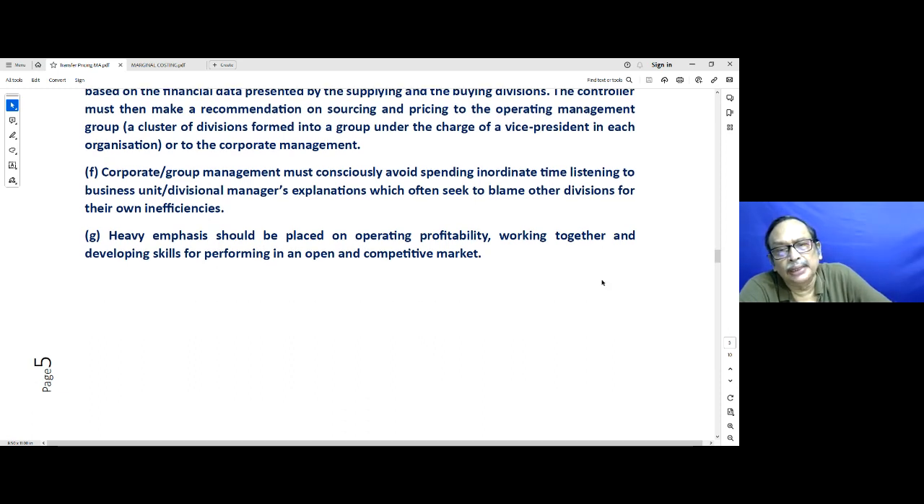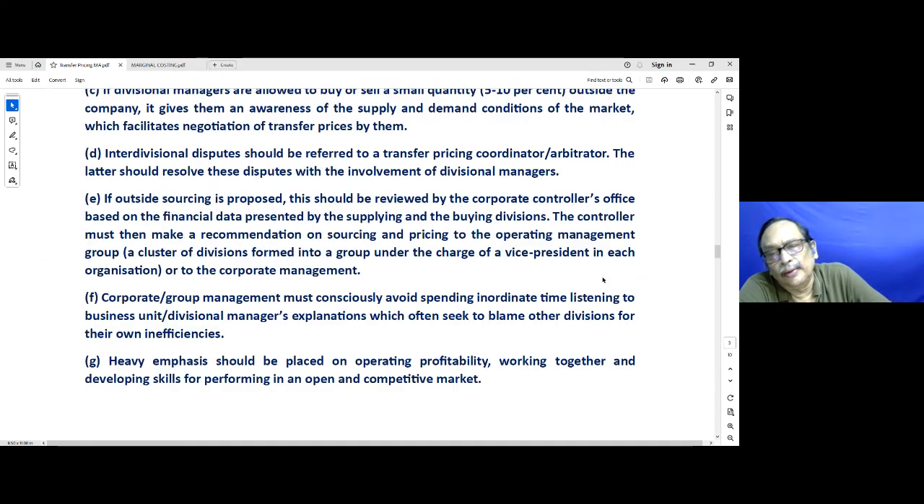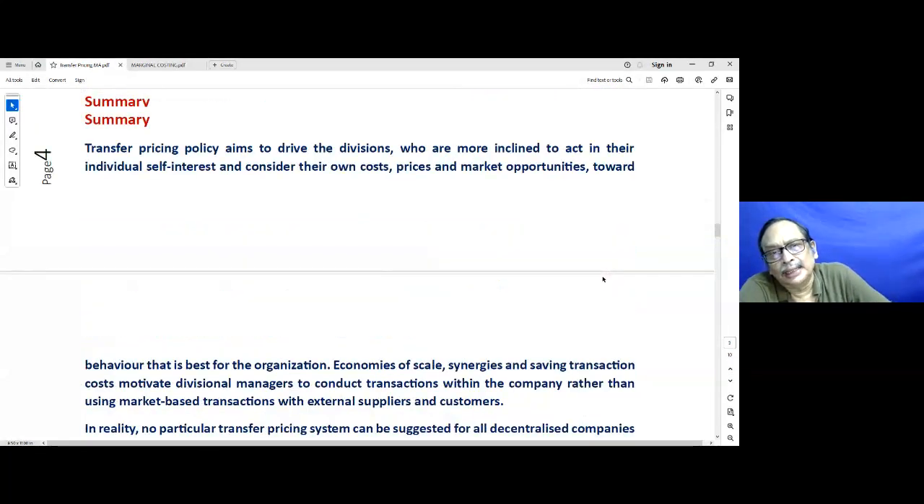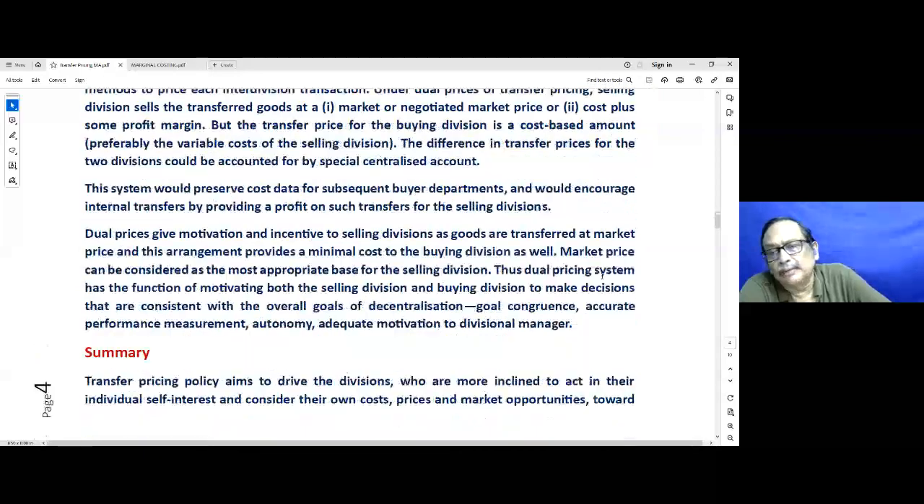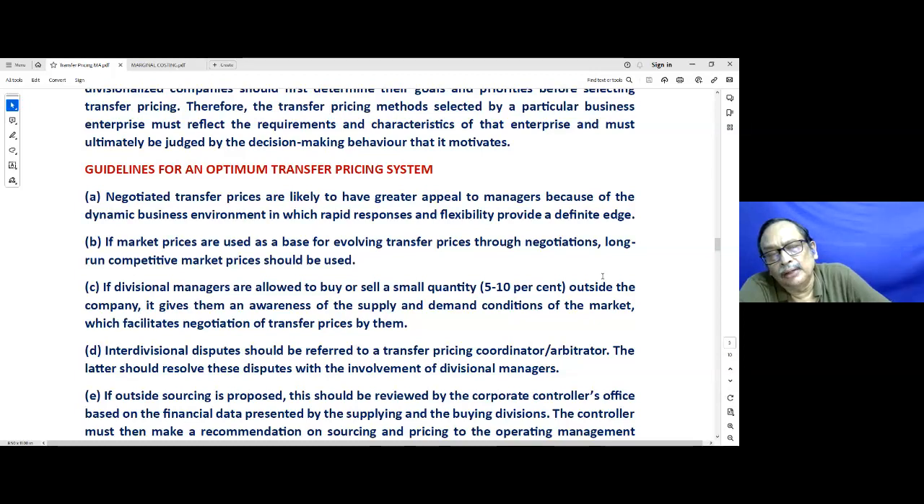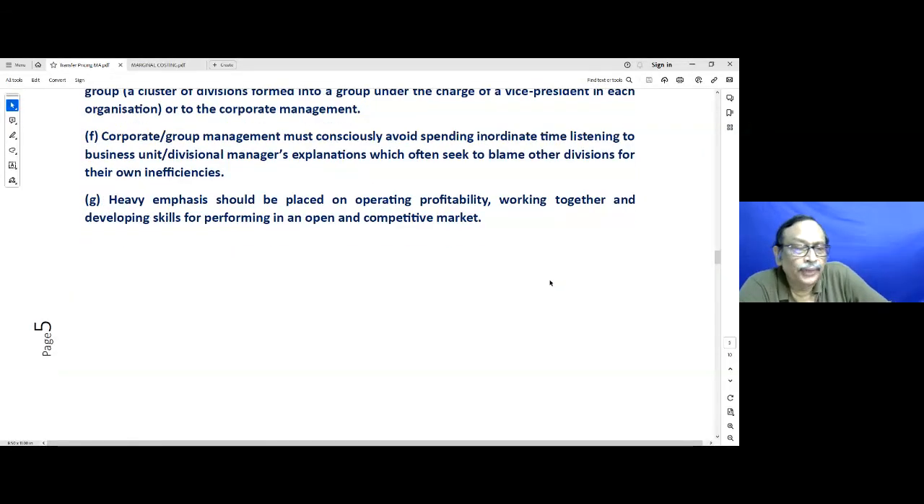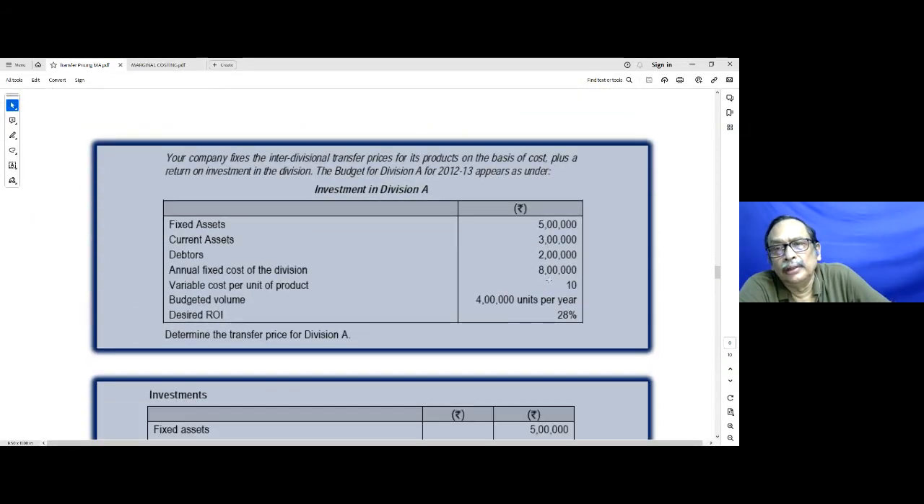Heavy emphasis should be placed on operating profitability, working together and developing skill of performing in an open and competitive market. So these are all the theoretical aspects so far as your transfer pricing mechanism is concerned. You have to refer to your study material also, and you'll be getting the total impact of transfer pricing from the study materials. Okay, now we are coming to solve the first problem.